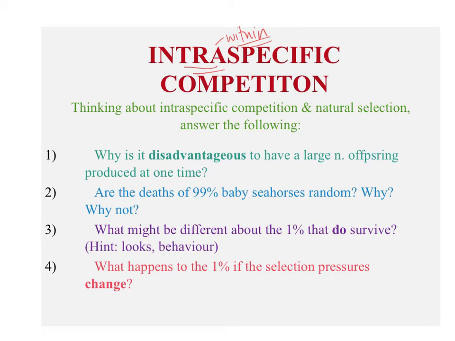Are the deaths of the 99% of baby seahorses random? Why or why not? So you might want to think about the environment. What might be different about that 1% that do survive? So maybe you want to consider their looks or their behaviour. And what might happen to that 1% if the selection pressures change? So maybe the water has been dyed green, for example. Something like that. Have a go answering those in full sentences.